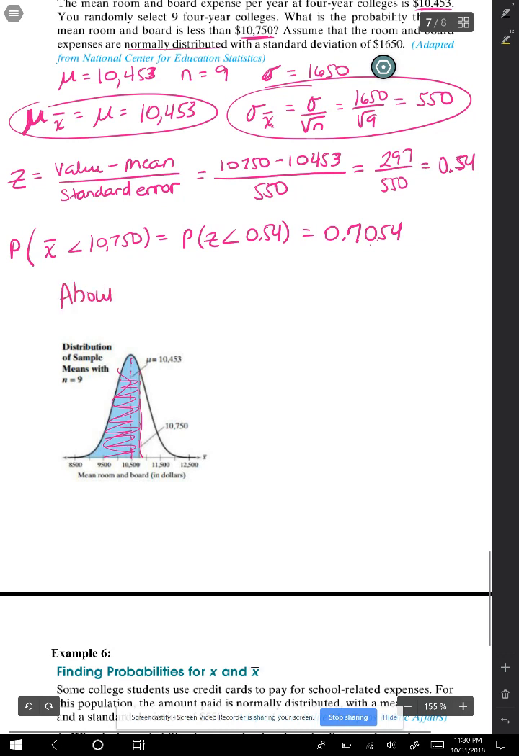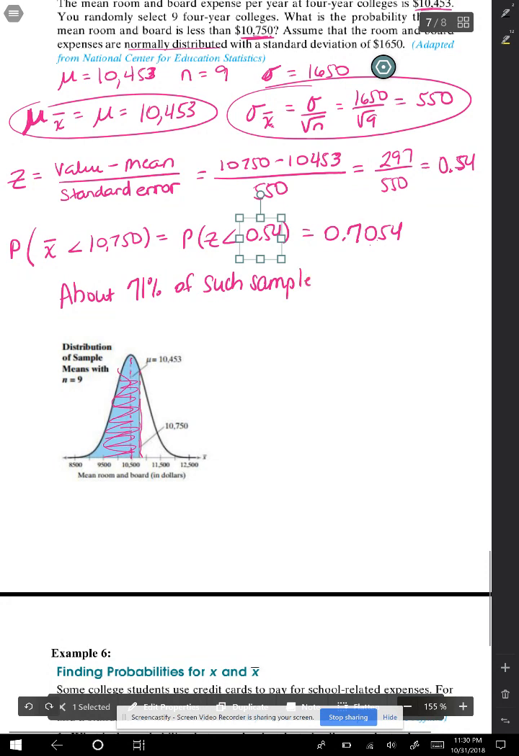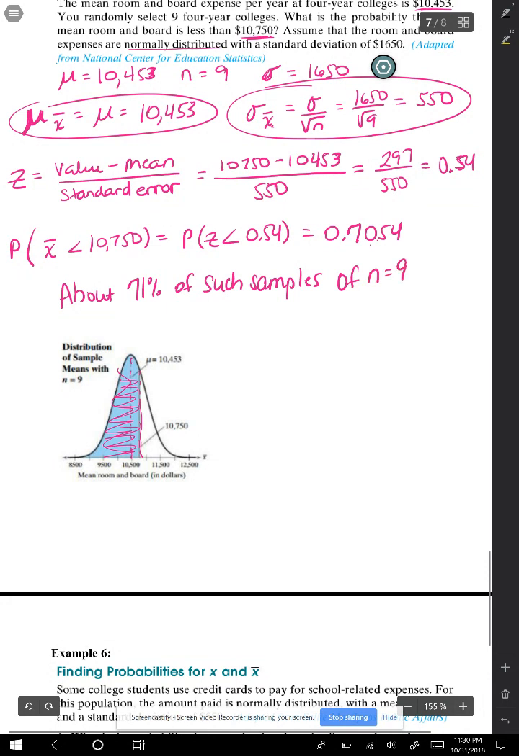So about 71% of such samples similar to the one in the problem, such samples of n equals 9, or 9 universities in the sample, will have a mean or an average less than the 10,750 that they ask us about.